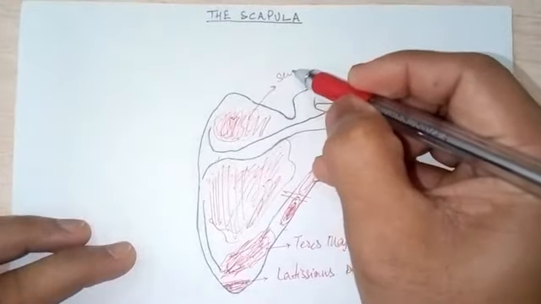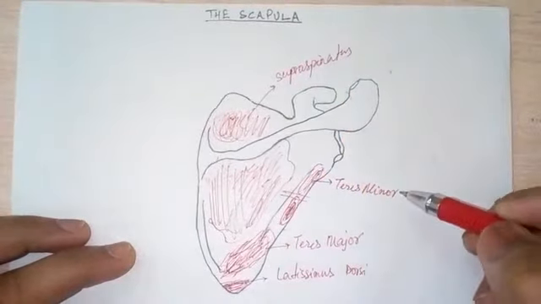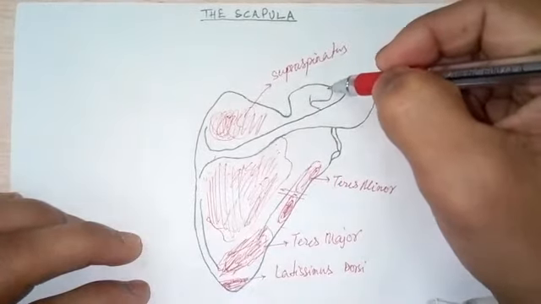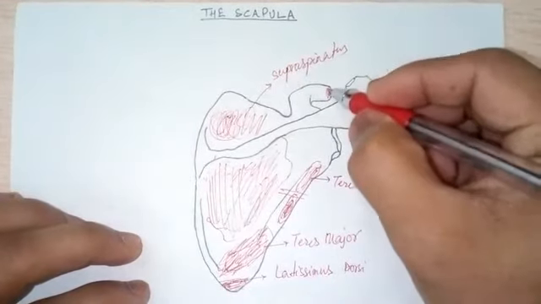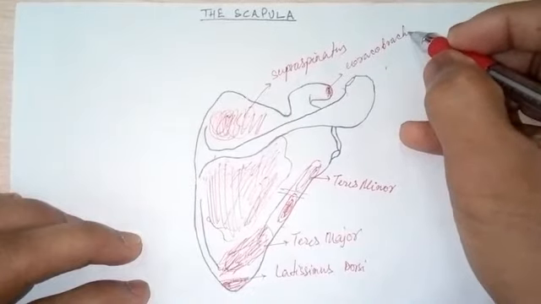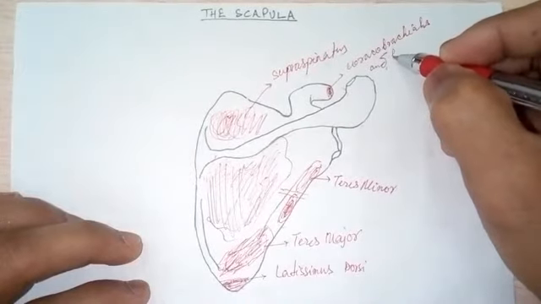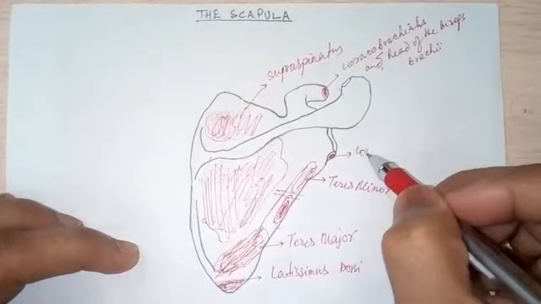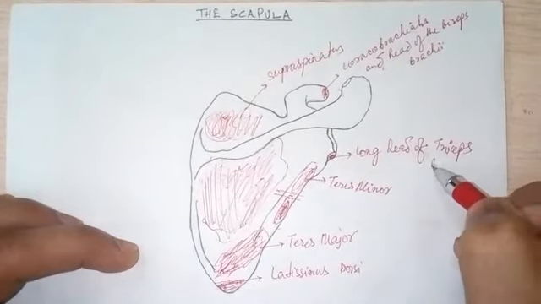And here the supraspinatus fossa, so this is the area of the supraspinatus muscle. Here this area, it is posterior, but on the facet here you will have the coracobrachialis, its attachment, as well as the head of the biceps brachii. And this is the long head of the triceps brachii muscle.